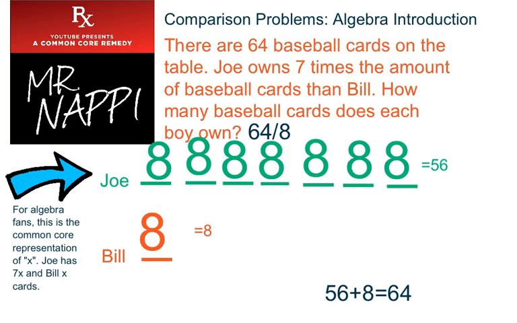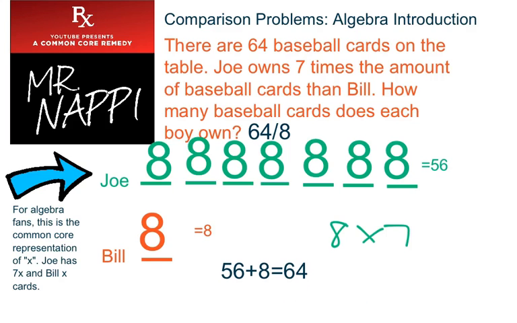Now, to check yourself, 8 times 7 does equal 56. So Bill's amount times 7 does give you 56. And to complete that check, you can add up your two totals, 56 plus 8, to give you 64.